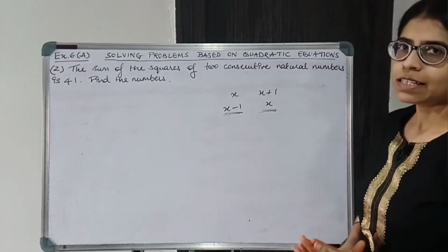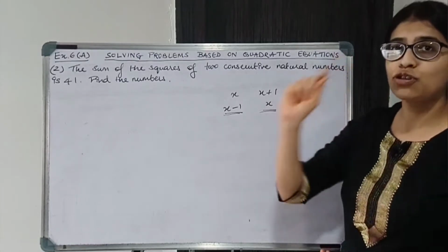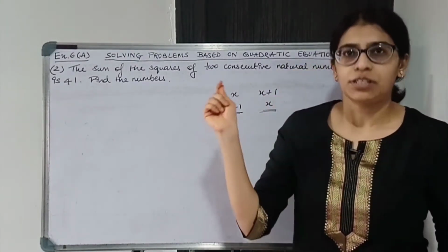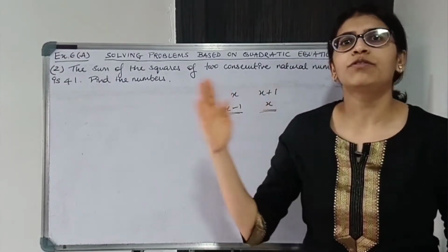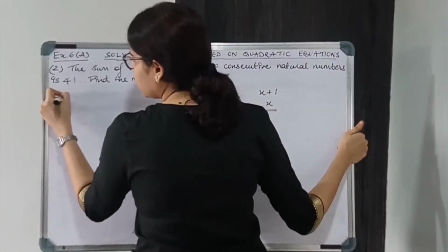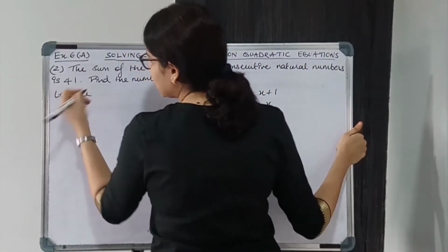So if you take x and x plus 1, they are natural numbers. Okay, so keep in mind, natural numbers are all the positive integers. Okay, 1, 2, 3, 4, 5 and so on. So let the two consecutive natural numbers be x and x plus 1.